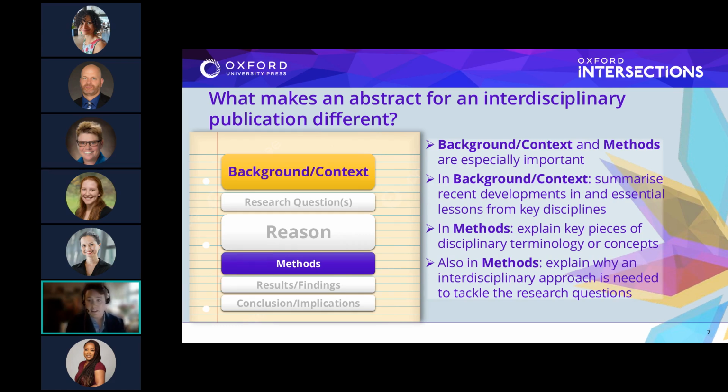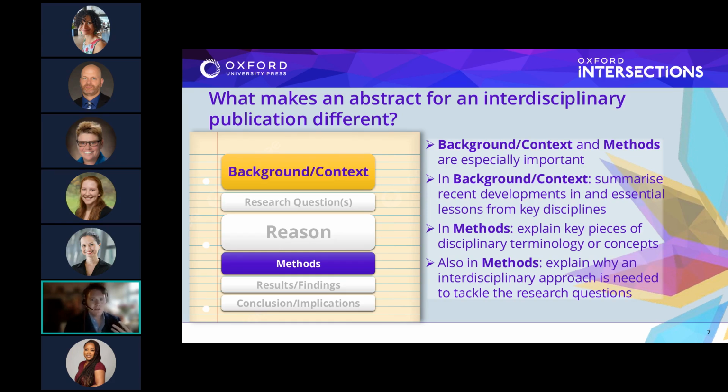And vitally, this includes any key pieces of disciplinary terminology. And you should also say why this interdisciplinary approach is appropriate for this kind of research. It's also important to put forward some background information. What does the reader need to know from the various disciplines with which you're engaging in order to be able to follow your paper? Again, this can be as basic as summarizing a really key development in a particular field that you are sort of porting over and applying to some research in a different field.